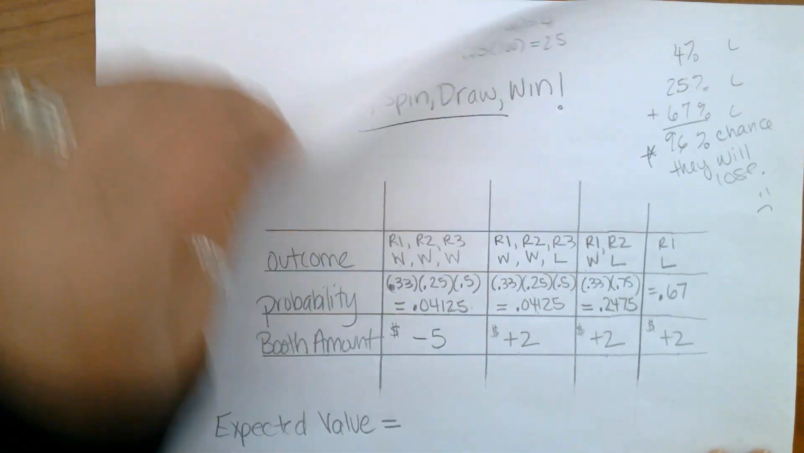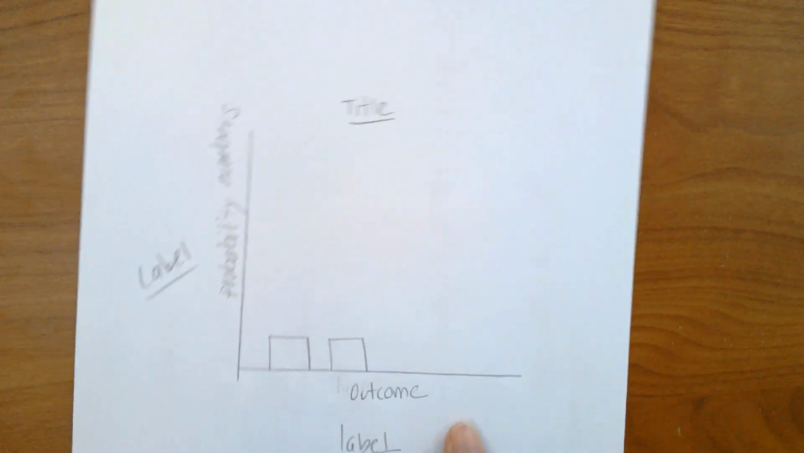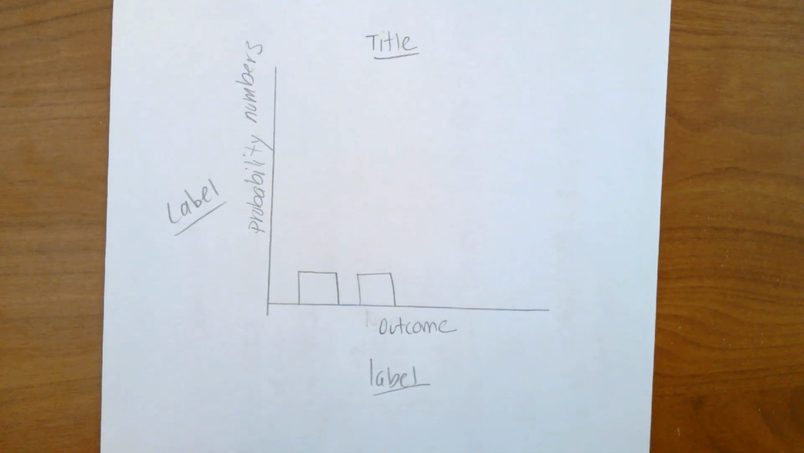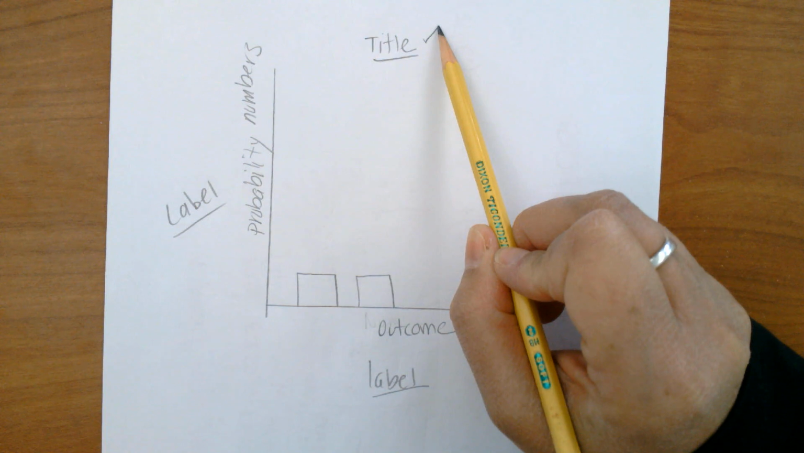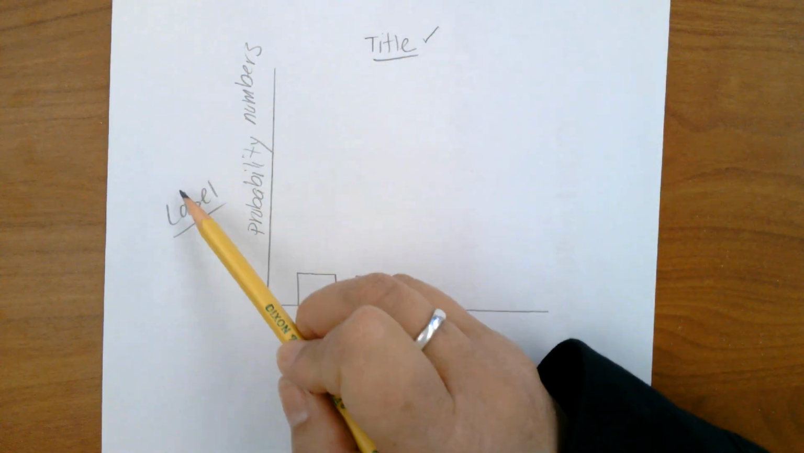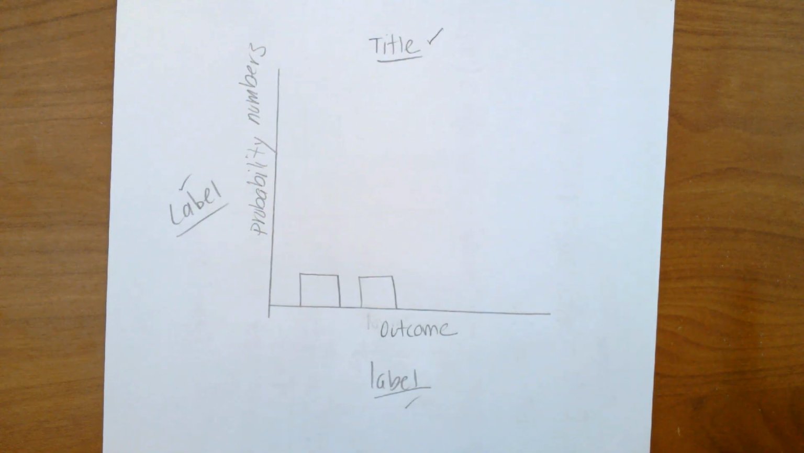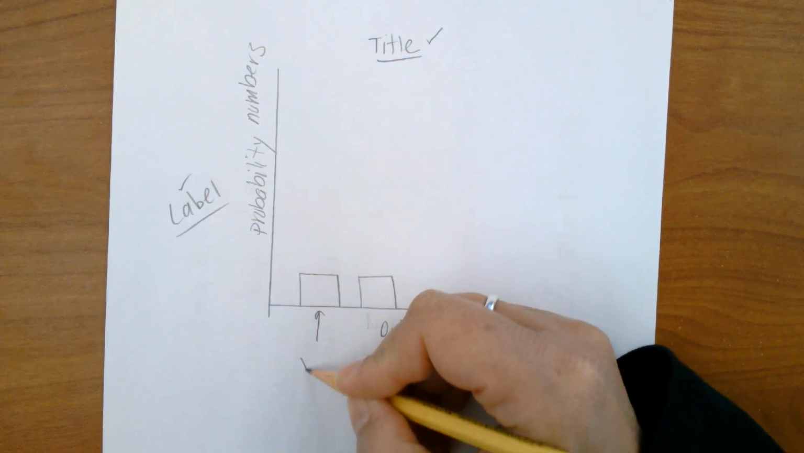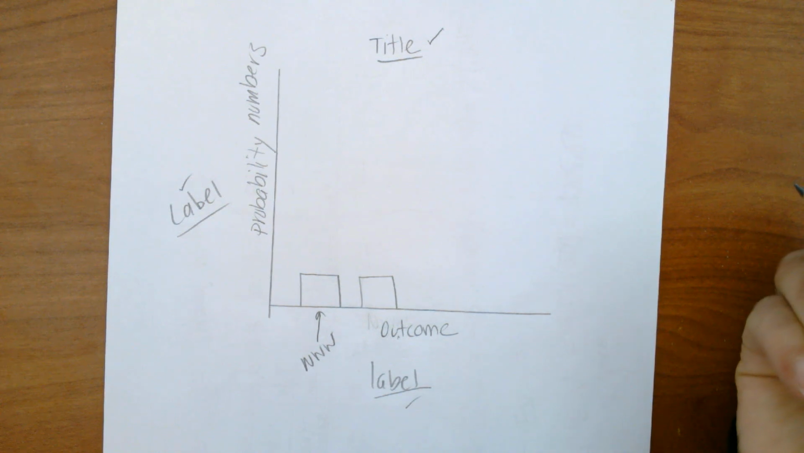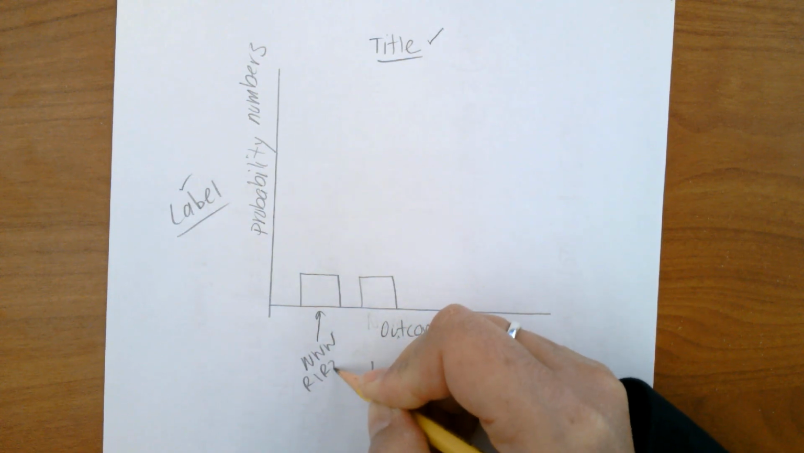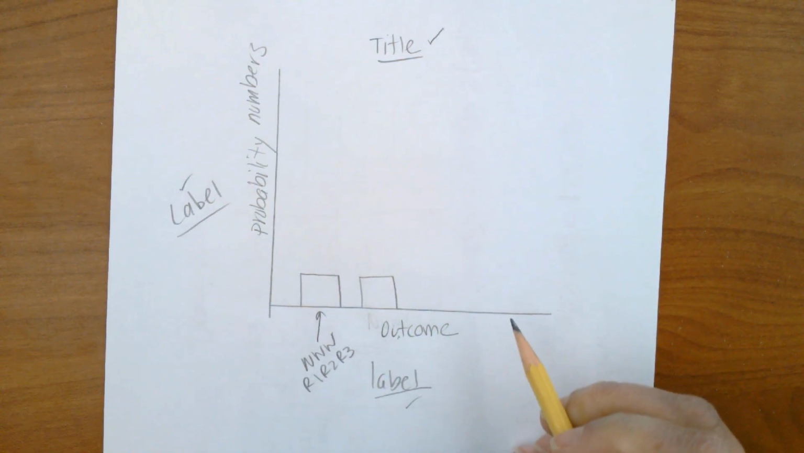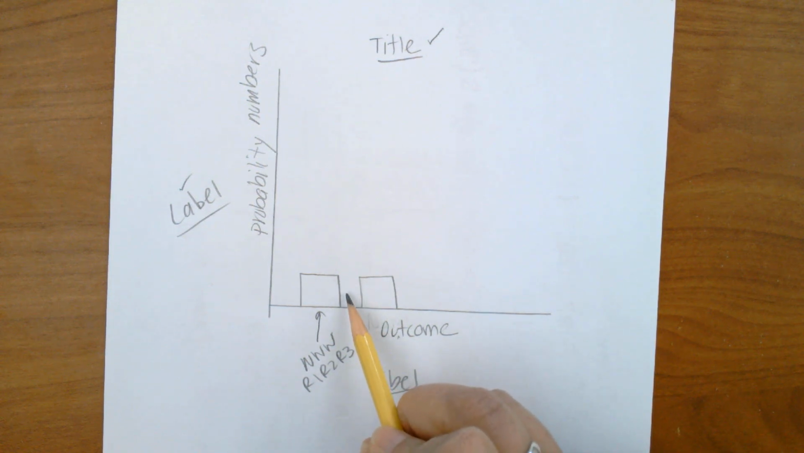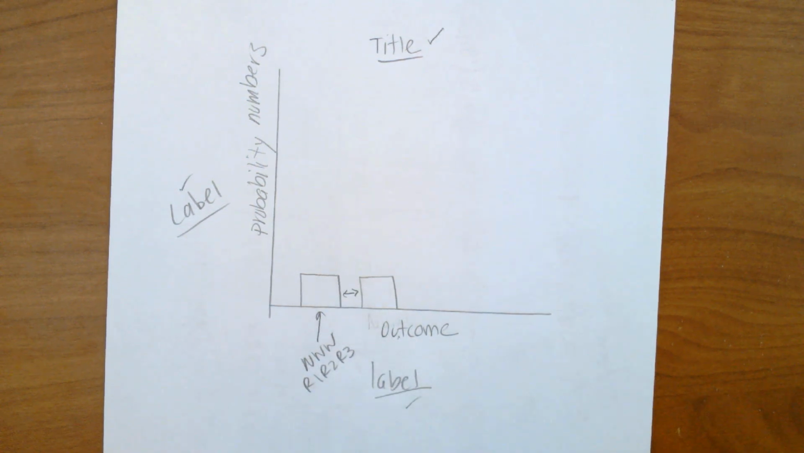I did not do out a full bar graph, but I did write down the elements that I want. I want to make sure that you have a title. This is what I'm going to be checking for. You should have labels for your axes. The outcome should be on the bottom. So this bar would be win, win, win for those rounds: win round 1, win round 2, and win round 3. This is a bar graph. These bars should not touch. These bars should be separate.